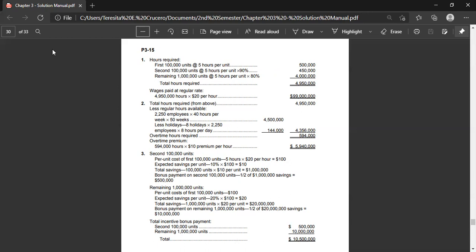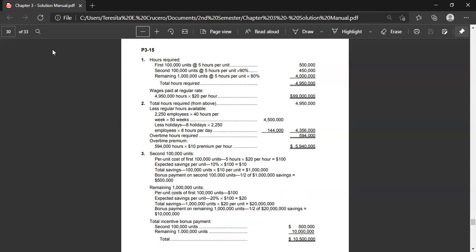The contract will require 2,250 employees, base rate of $20 per hour, with time and a half for overtime. The plant operates on a 5-day, 40-hour week. Employees are paid for a 2-week vacation in August and for 8 holidays. The scheduled production for the 50-week work year shows January to June, 26 weeks with 4 holidays. July to December, 24 weeks with 4 holidays.